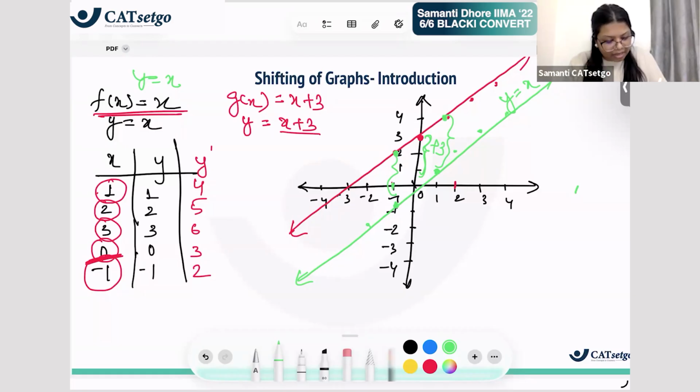Similarly, if I end up getting the next graph, which is h of x, is x -3. Can you predict what will happen now? What will happen? Tell me on the chat, what will happen now?